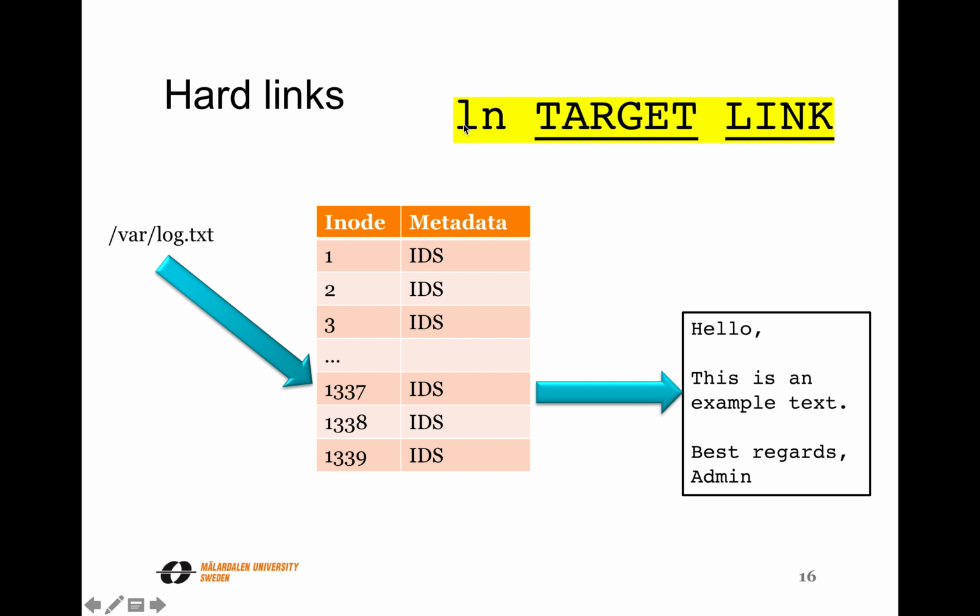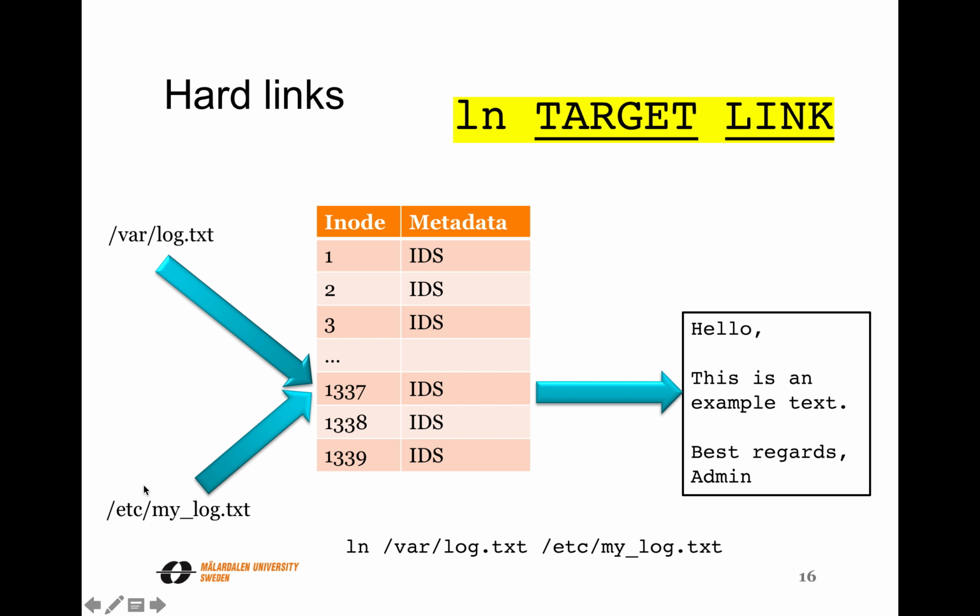So you create hard links by first running the ln command, and you specify the target. The target is the file for which we want to copy the inode number and use that inode number for the new file that we create. So we do that in this example. We specify /var/log.txt, and we create that link in this location. That would create our file, but it would point to the same inode number, which means that if this file is modified, this file is also modified because they point to the same data.